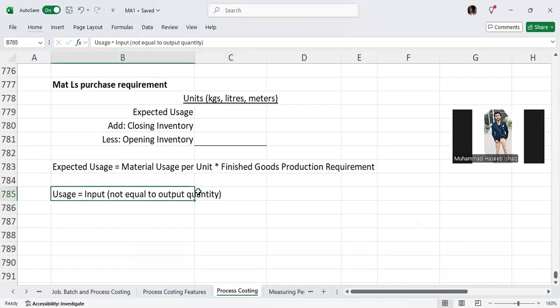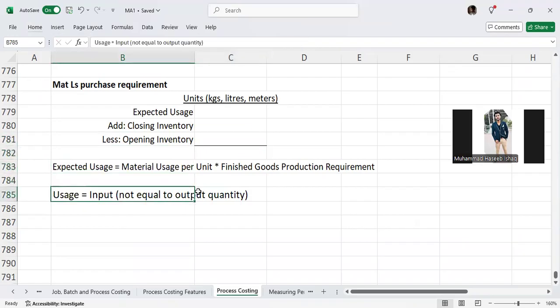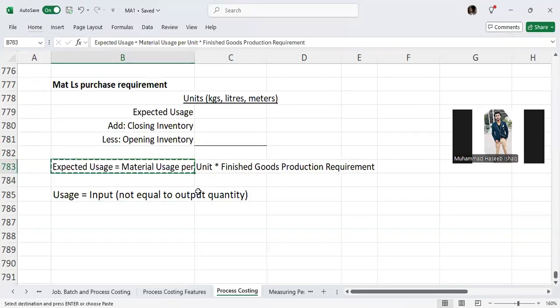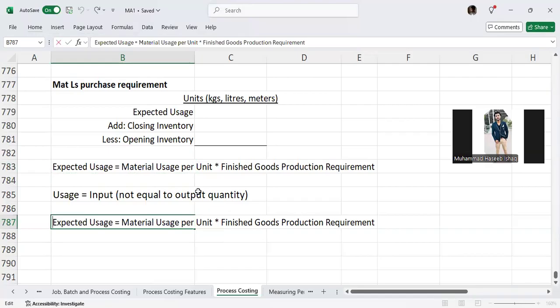So you must remember this thing, that usage is equal to input. Very important thing. So if we just replace usage with input in this formula, what will the formula look like? So expected input requirement, I can just add this word here, is equal to material usage per unit. So I can write it as material input per unit multiplied by finished goods production requirement.